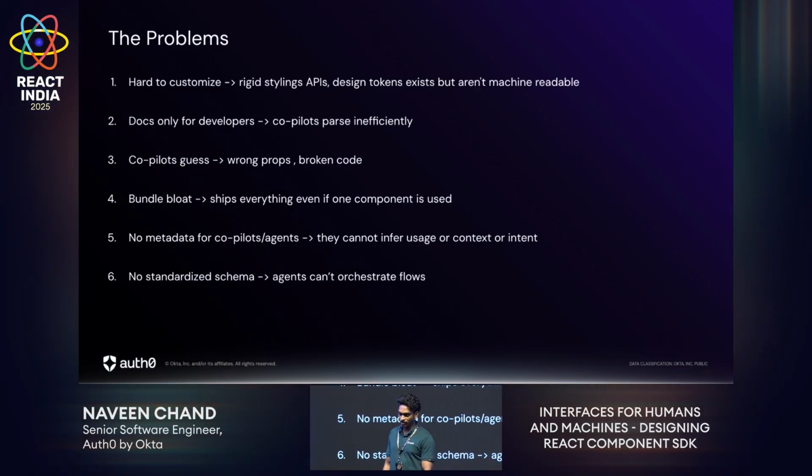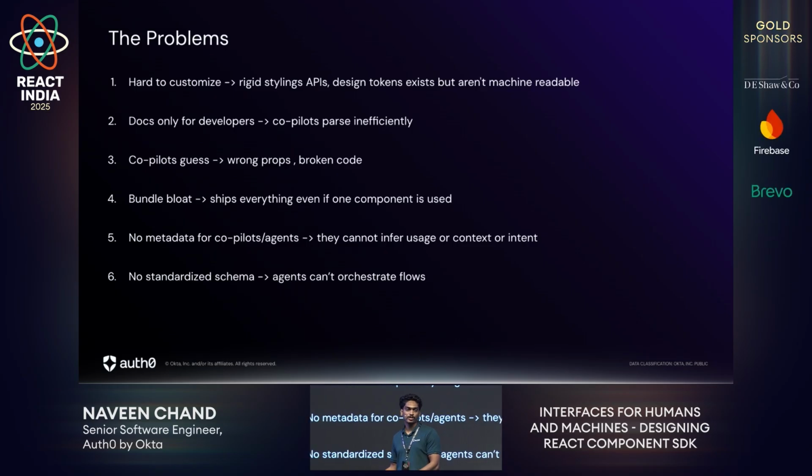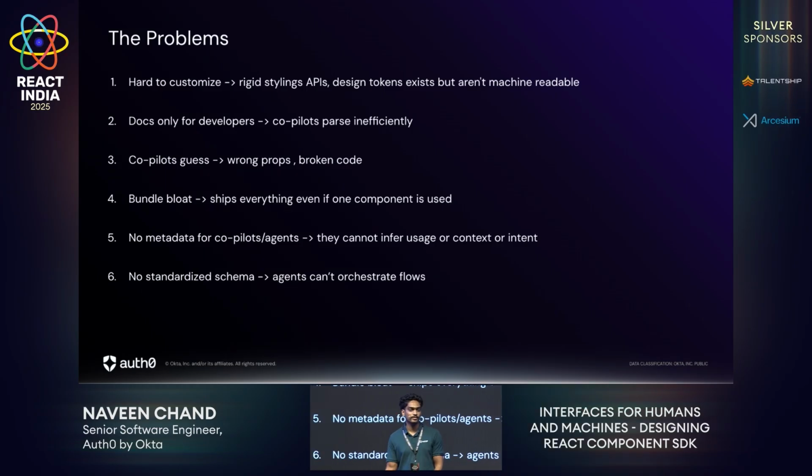So that is the fourth pain point. And the fifth one, like I told, there should be some metadata, right, for Copilot to understand what this component is about. What does it take? What does it do? How do I understand this component? So that is the fifth point. How do we solve this? How do we give metadata to Copilots?